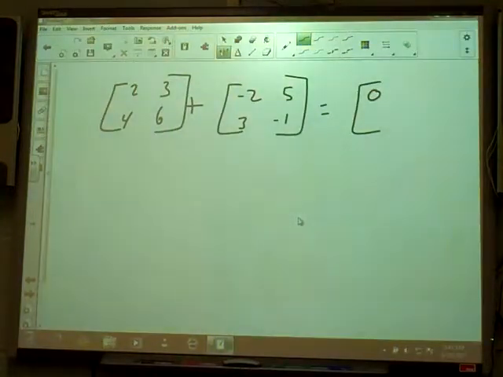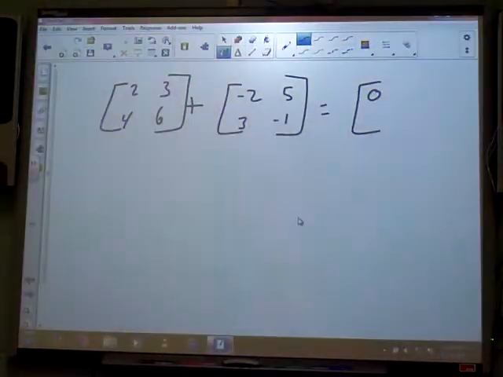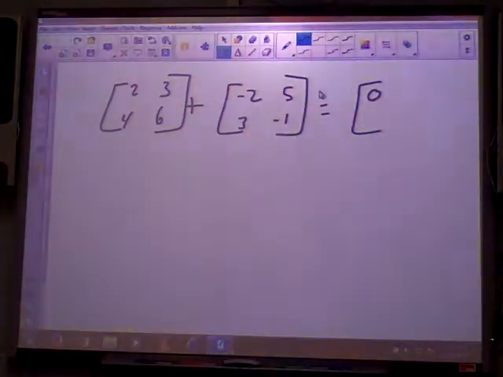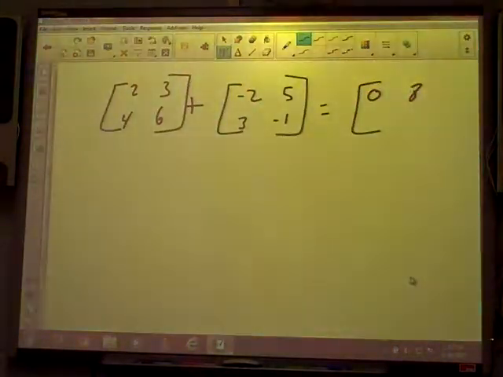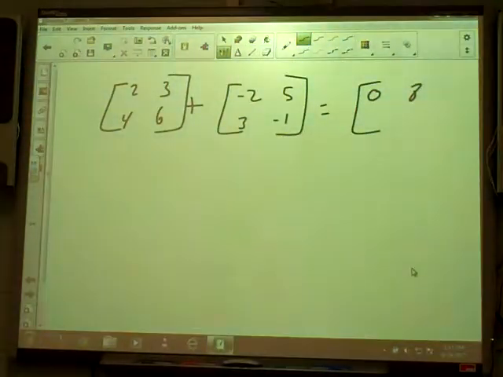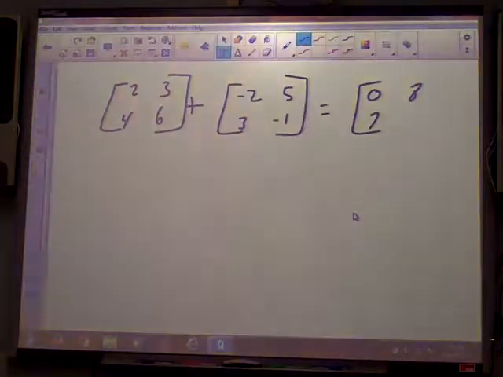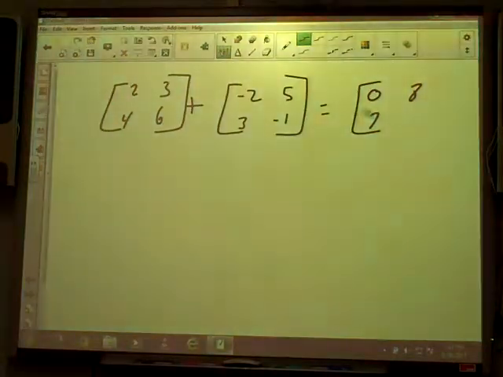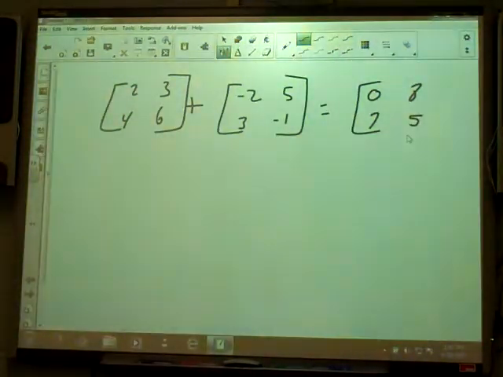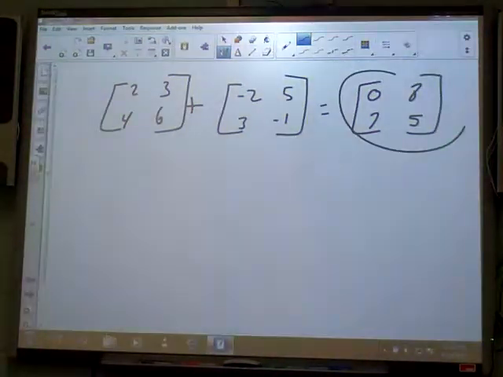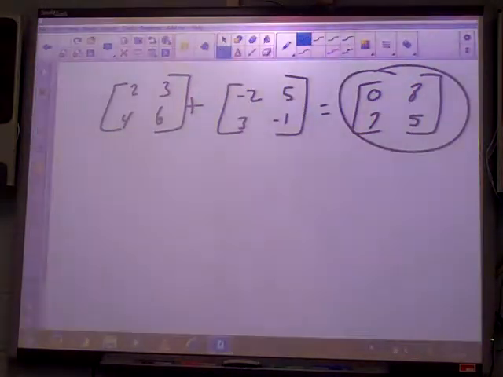You can go in any order you want. So if I want to go top right now, 3 plus 5 will go in the top right. That's 8. Bottom left, 4 plus 3 goes in the bottom left. 7. In the bottom right, 6 and -1, that's 5. So that would be your answer. That's all you have to do on that. You're just adding corresponding spots, like Hayden said.